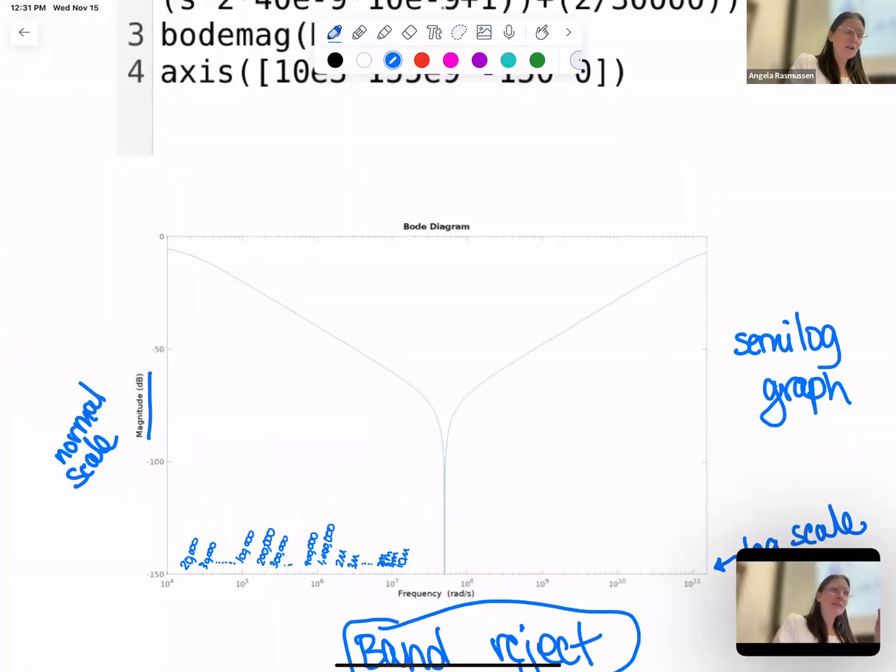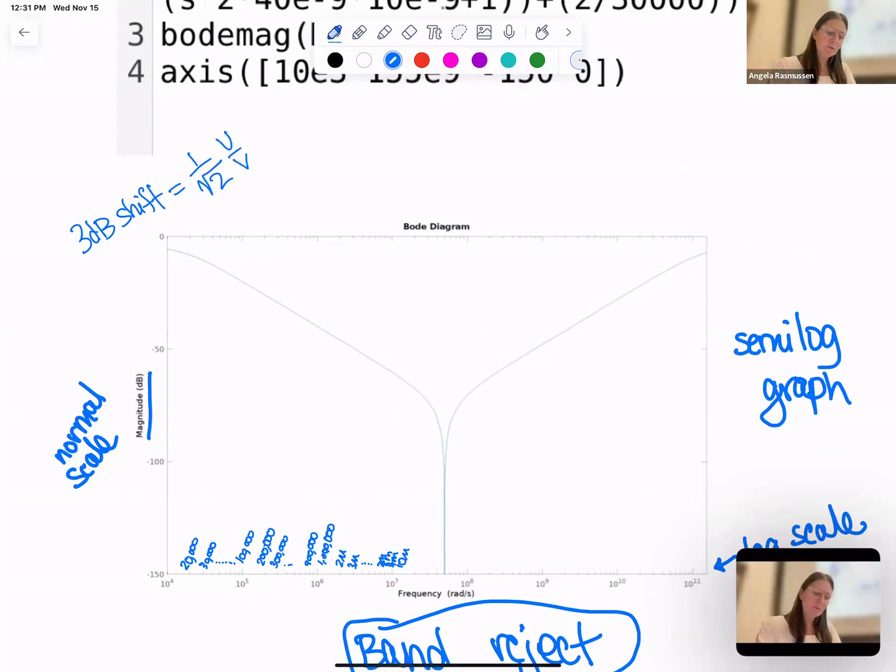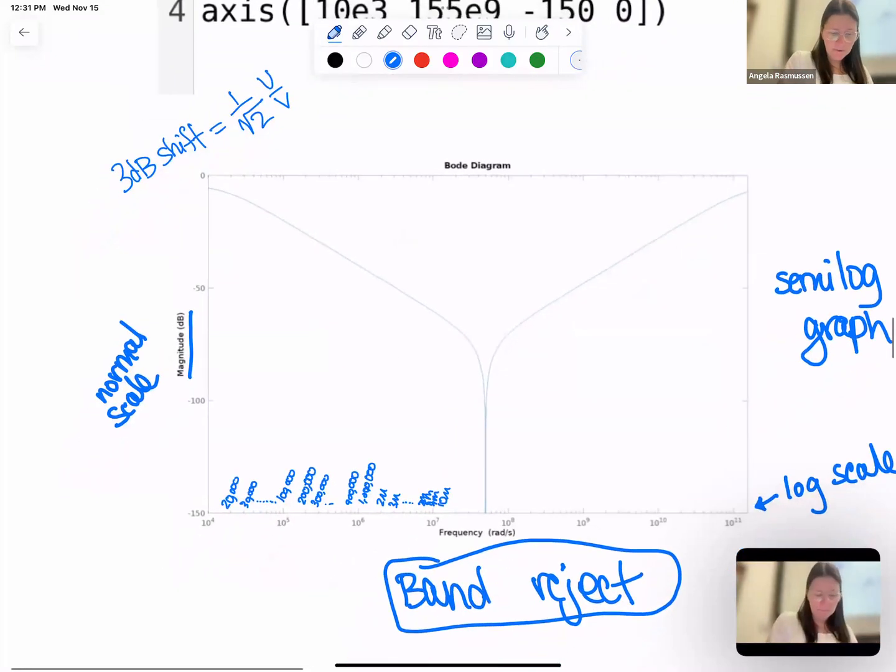In dB, a 3 dB shift equals 1 over the square root of 2, and this is considered volts per volt. So a 3 dB shift, either up or down, is the same as 1 over the square root of 2. When you're looking for those corner frequencies and shifting down, you just go 3 dB down from where it's flat. On the top, it would be an increase of 3 dB from where it's more flat. Here you can't really see, but it's approximately somewhere around here.